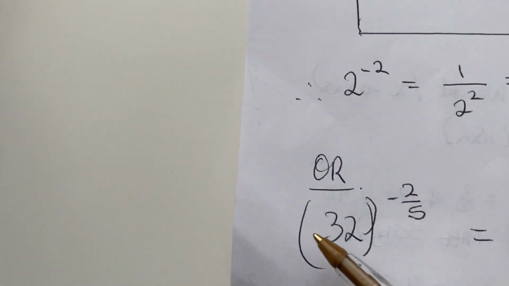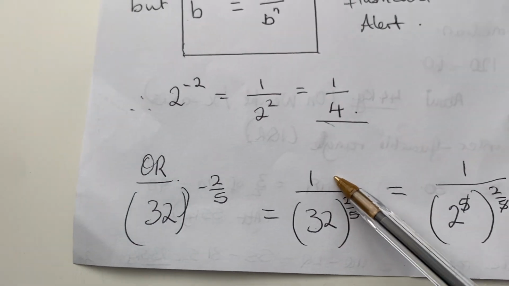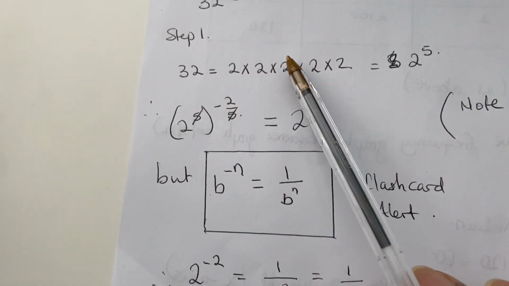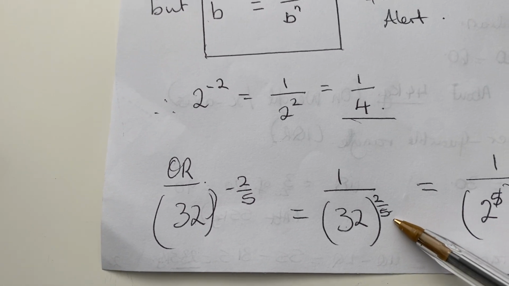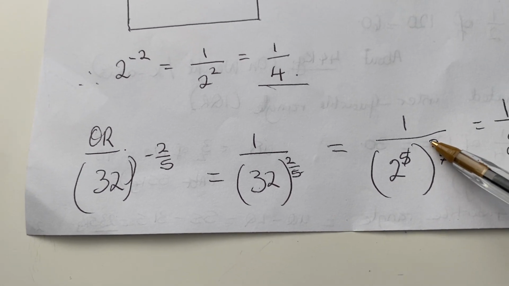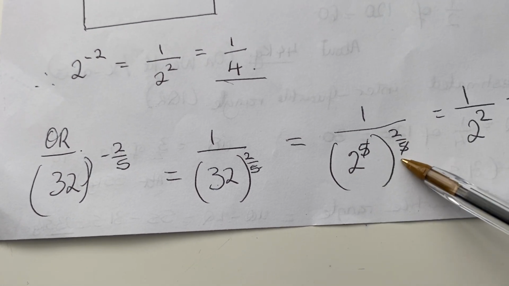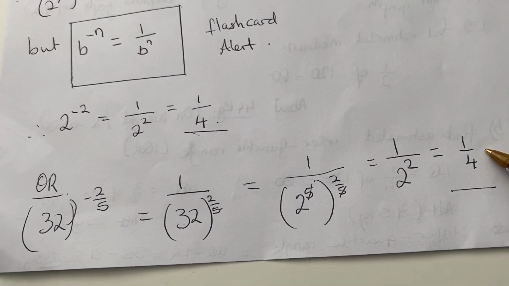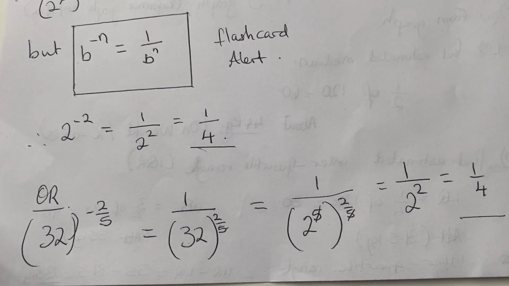Now, for 32 to the power minus 2 over 5, you can write it as 1 over 32 to the power 2 over 5, using this rule, this formula here, which will give you 2 to the power 5 all to the power 2 over 5. The 5 again will cancel out, so you have 1 over 2 to the power 2, which is 1 over 4. So whichever way you look at it, your answer should be 1 over 4.